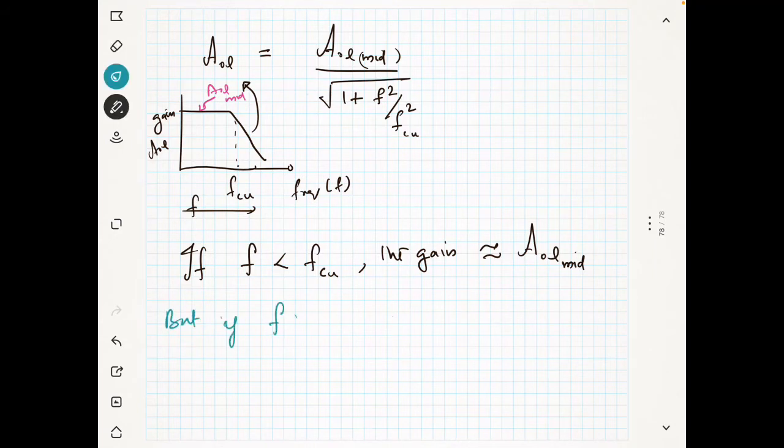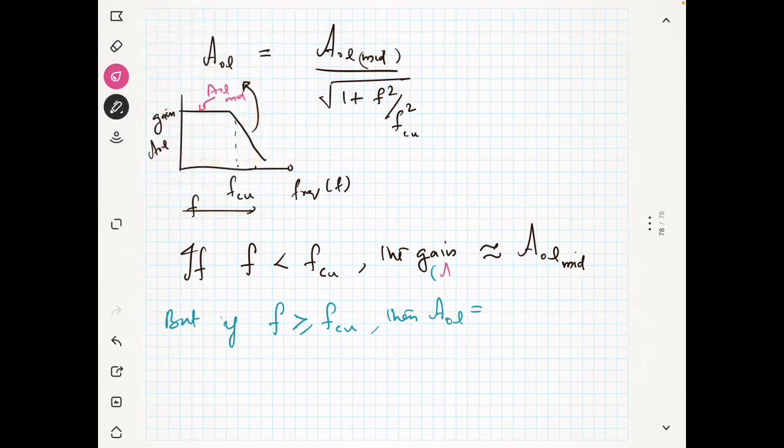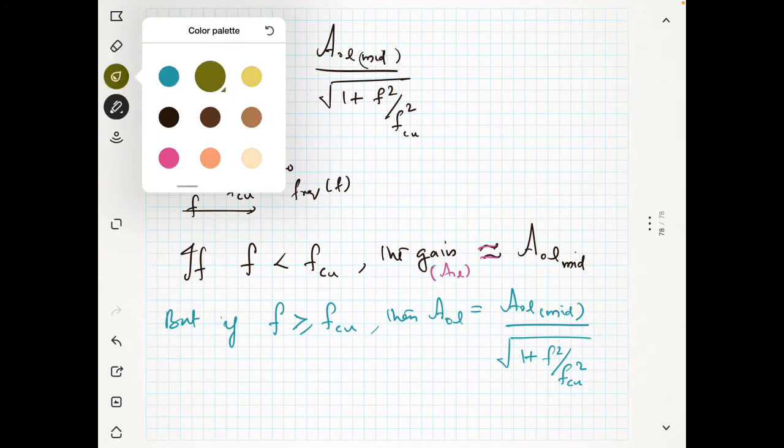But if f is greater than or equal to FCU, then the gain AOL is equal to AOL mid, the mid-range gain, divided by the square root of 1 plus f square by FCU square. So what is the mid-range gain? The portion where the gain is constant is the mid-range gain. Now what will be the gain at f equal to FCU?